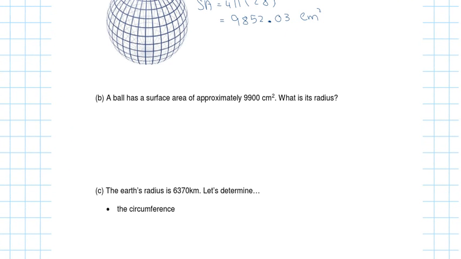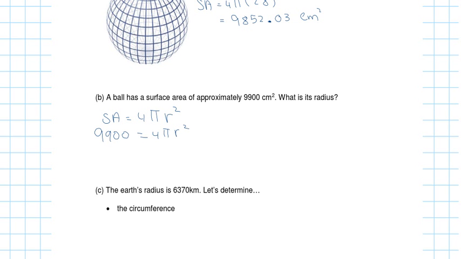A ball has a surface area of approximately 9,900 centimeters squared. What is the radius? Again, it's a ball, that means it's a sphere, right? Do you divide it by 4? Let's put the formula together first, okay? Yes, you are on the right track, but let's do it as, how do I isolate, right? So the surface area is 9,900. They gave me the surface area, so I'm going to replace the surface area with its value.